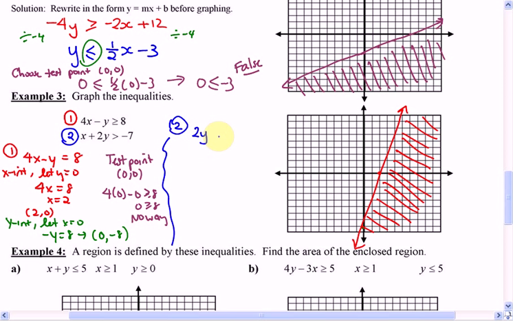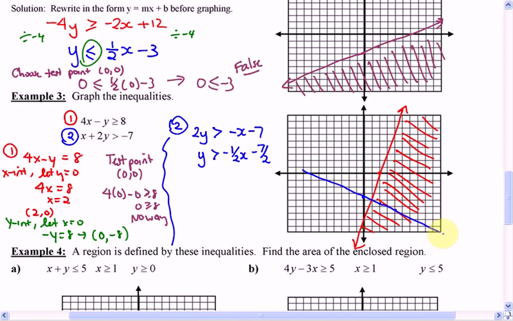So let's go: 2y is greater than negative x minus 7. We'll divide both sides by 2. We get y greater than negative 1/2 x minus 7 over 2. And you've got fractions, but nonetheless, they're not too bad. Negative 7 over 2 is the same thing as negative 3.5. Negative 1 over 2 means go down 1, right 2, down 1, right 2.